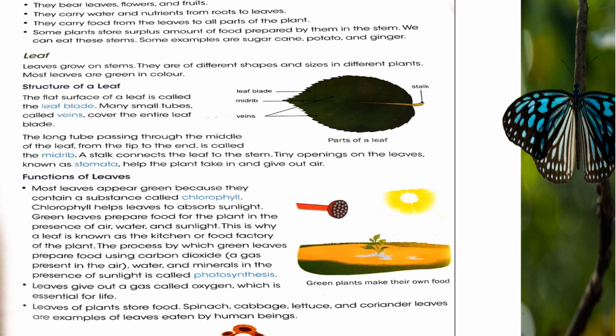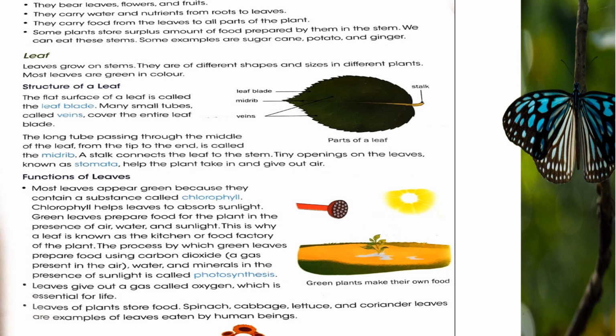This is why a leaf is known as the kitchen or food factory of the plant. The process by which green leaves prepare food using carbon dioxide, that is, a gas present in the air, water, and minerals in the presence of sunlight, is called photosynthesis. Leaves give out a gas called oxygen, which is essential for life.